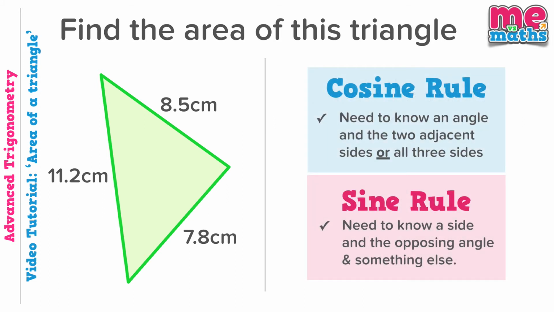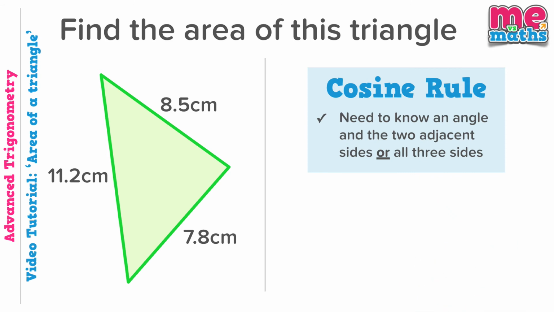This is where we need to connect a skill that we've learnt previously in this series. Remember the cosine rule and the sine rule. We can use the cosine rule to find an angle if we know all three sides, which is exactly what we do know here. So the cosine rule is actually going to help us to answer this question.